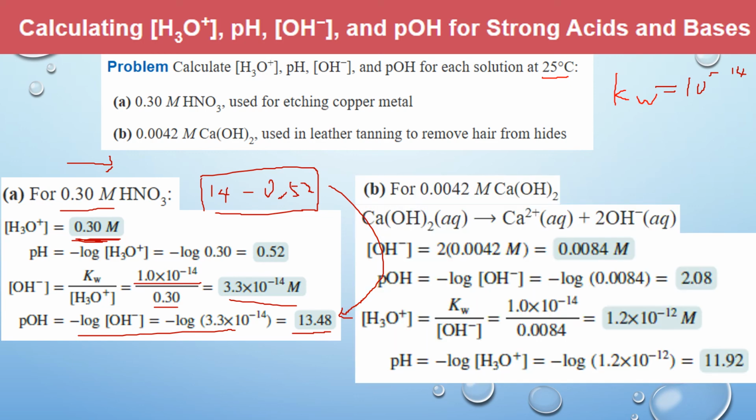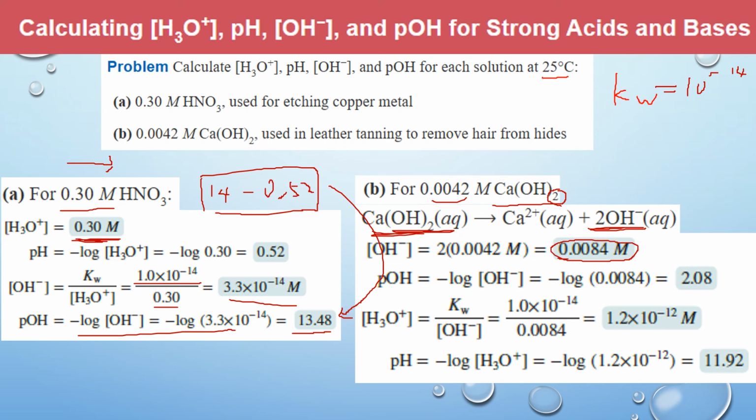For B, we have a base. For this base, because each mole of this base contains 2 hydroxide, you have to be very careful about this. This acid is a monoprotic acid, so 1 mole of acid molecule gives you 1 mole of proton. But for this base, because of this subscript 2, for each mole of this base, it's going to give you 2 moles of hydroxide. So if the concentration of the base is this, we need to multiply that number by 2 to get the concentration of the hydroxide.